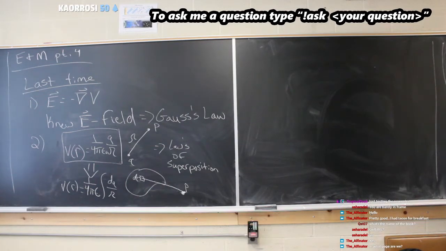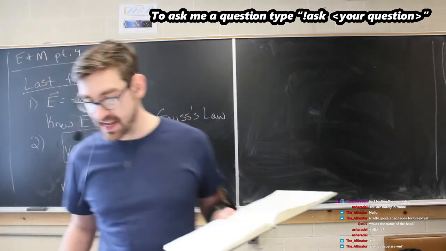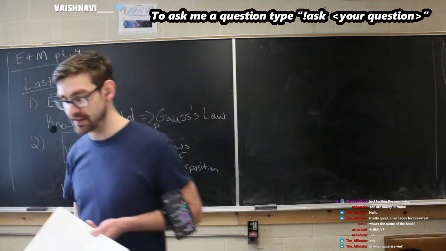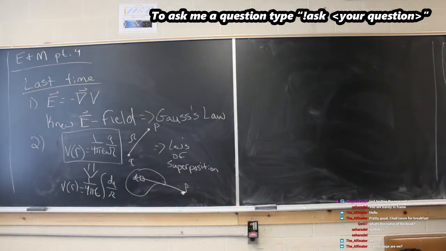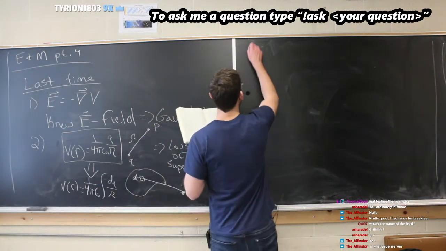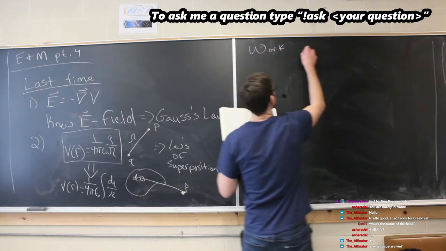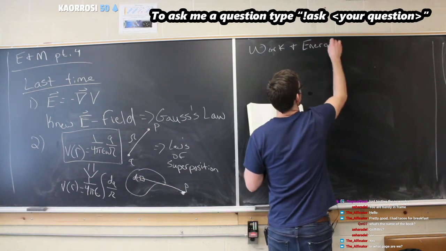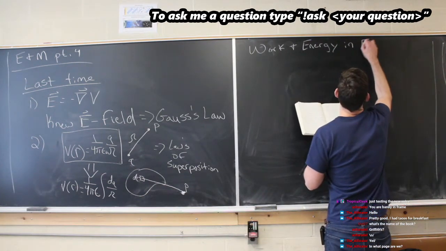The pages that we're skipping are 88 to 90, and we're going to pick back up on 91. Work and energy in electrostatics. That's where we're starting today with the new material. Okay, so let's go ahead and do that. So we're doing work and energy in electrostatics.